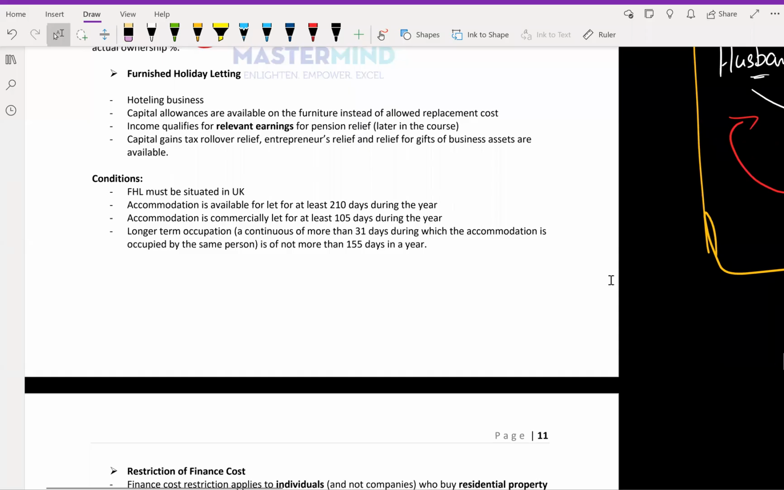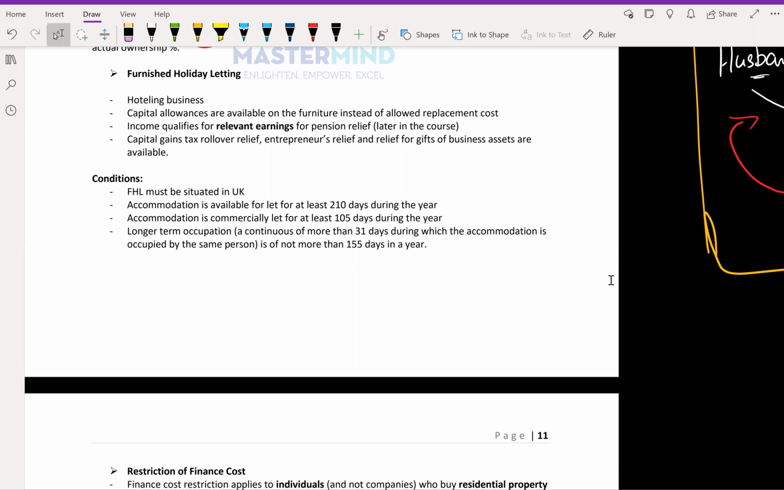Now, there's one area that you need to know about, which will come later in the pension topic as well. FHL, furnished holiday letting. This mainly is like a guest house or a hoteling business, where you buy a commercial property and let it out to different tenants who are living for a short period of time, not for 5 years, 10 years, 15 years, but for a short period of time.